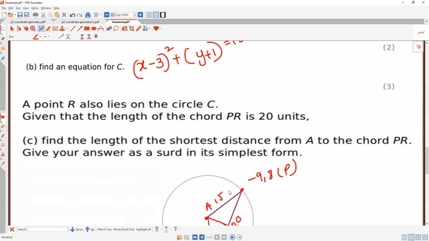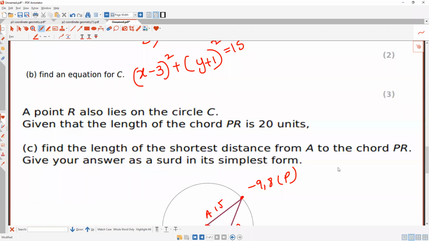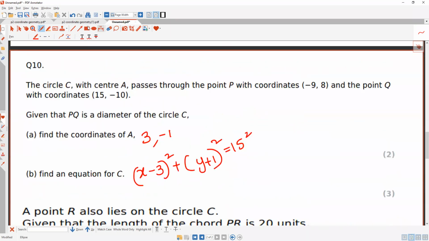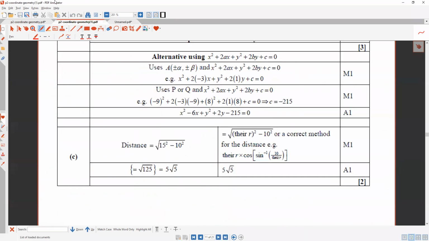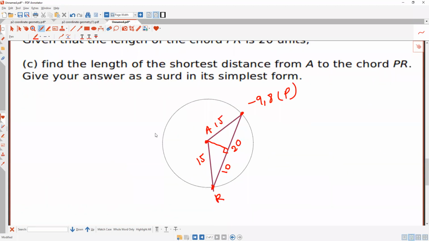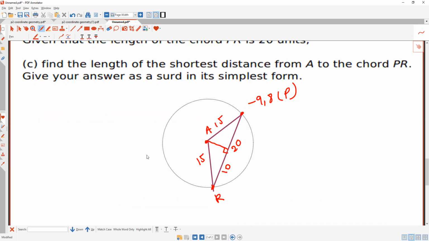Q could be anywhere, right? Point P and point Q. Circle C with the center A passes through point P. Okay, point Q. Is point Q on the other side of your P? Yeah. Okay. So they said ARQ. My bad. ARQ. You mean this is your Q?